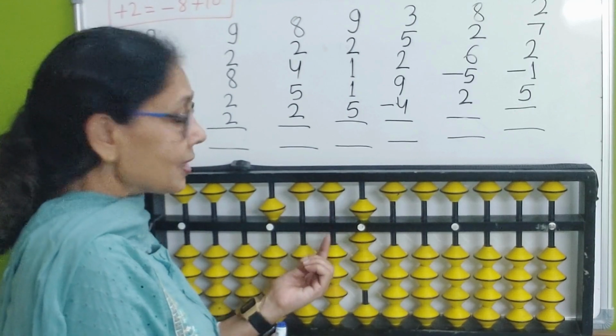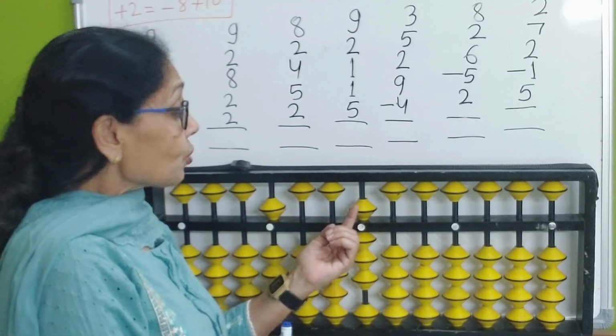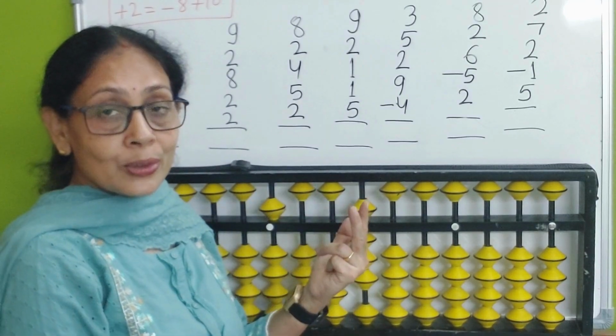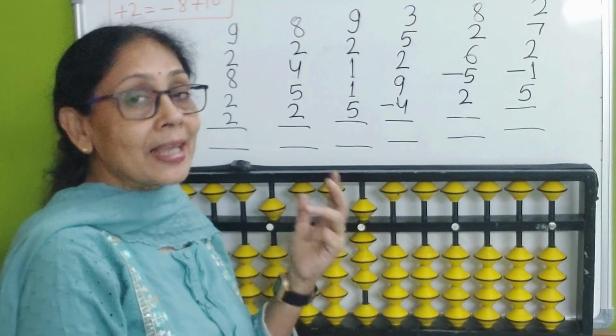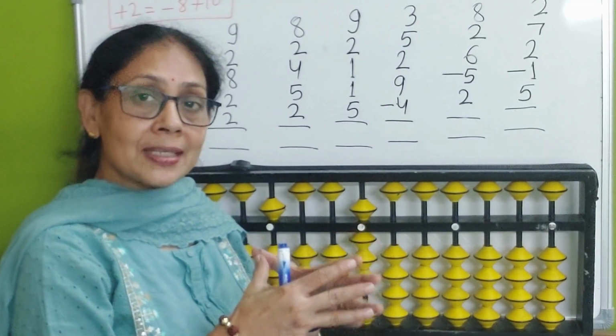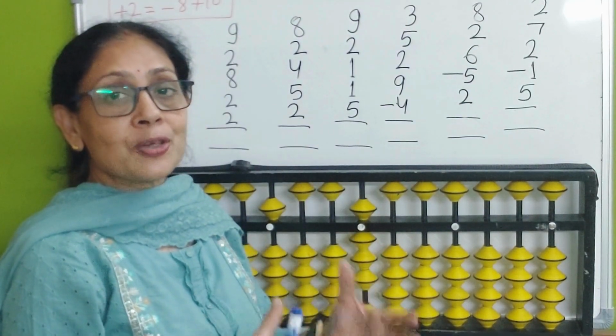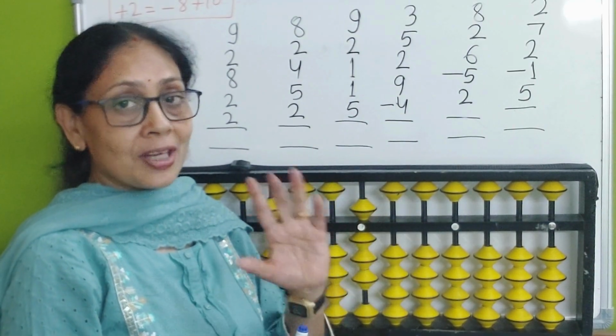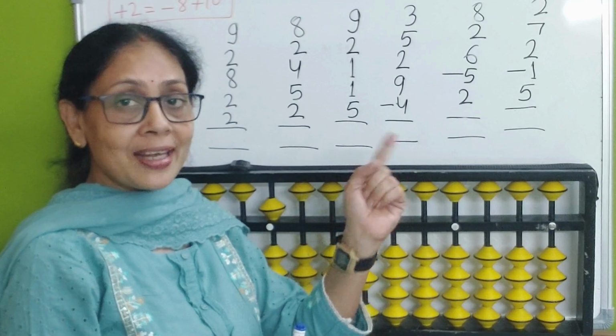We need to shift to the tens rod. Because 8 is there and we want to add 2, so friend of 2 is 8. Why 8? Because 2 and 8 combine to make 10. 1 and 9 combine to make 10, so friend of 1 is 9. Big friend, not a small friend. A small friend of 1 is 4.